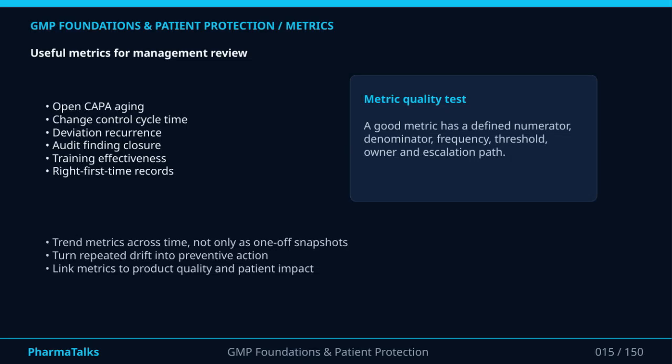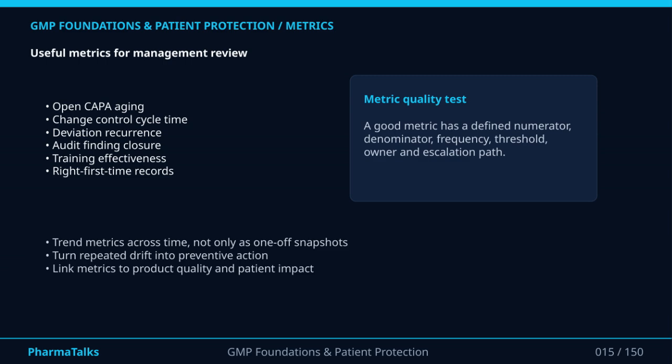On this slide, we focus on important metrics that are useful for management review within the context of GMP foundations and patient protection. Key metrics include open CAPA aging, which tracks how long corrective and preventive actions remain unresolved. We also look at change control cycle time, deviation recurrence, audit finding closure rates, training effectiveness, and the percentage of right first time records. A good metric is more than just a number.